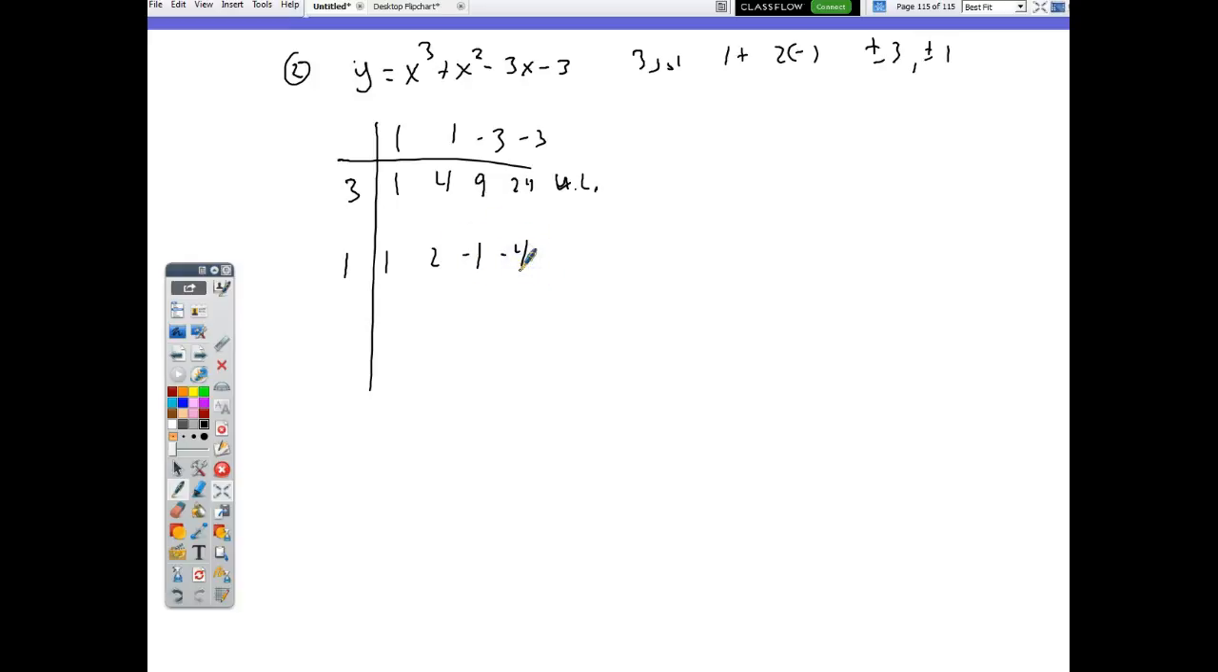Hold on. 1, 1, 2. 2 gives me negative 1. Negative 1 gives me negative 4. Is that right? So I know there's one in between these two. Look, there's one in between these two. But what kind of root is it? It's going to be irrational because it's not on my list. That's a lot annoying. Agreed?